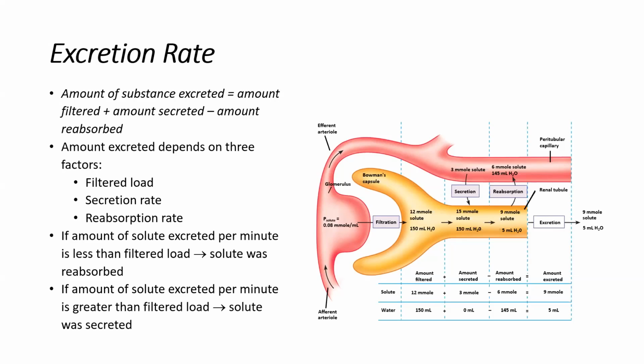So if the amount of solute excreted is less than how much was filtered, then it must have gone somewhere, right? And so we say that it was reabsorbed back into the blood. But if the amount of solute excreted is greater than what was filtered, then it must have come from somewhere. And so solute was added, or secreted, from the capillaries into the tubule.